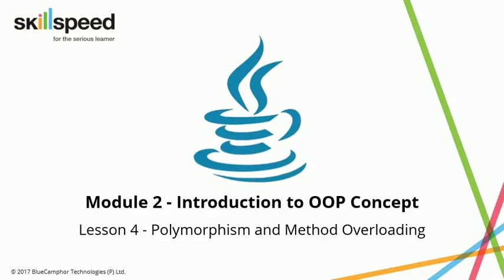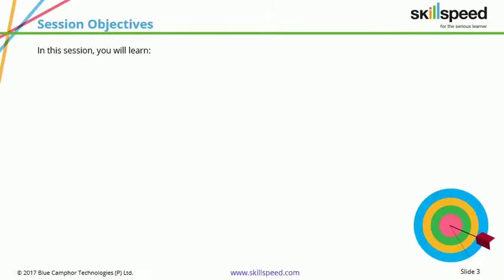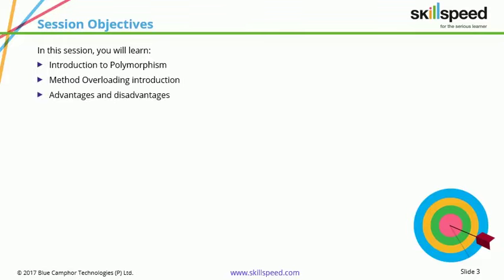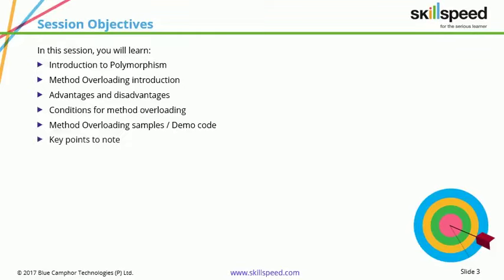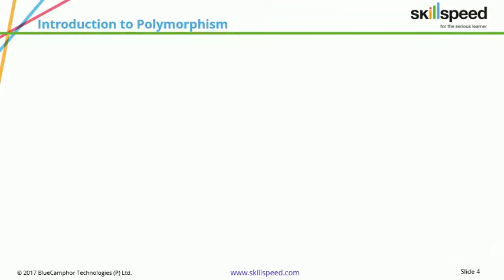Hello and welcome to module number 2, lesson number 4, polymorphism and method overloading. In this lesson, we are going to learn about the introduction to polymorphism, method overloading introduction, advantages and disadvantages of method overloading, conditions for method overloading, sample or demo code, and the key points to note about method overloading concepts.